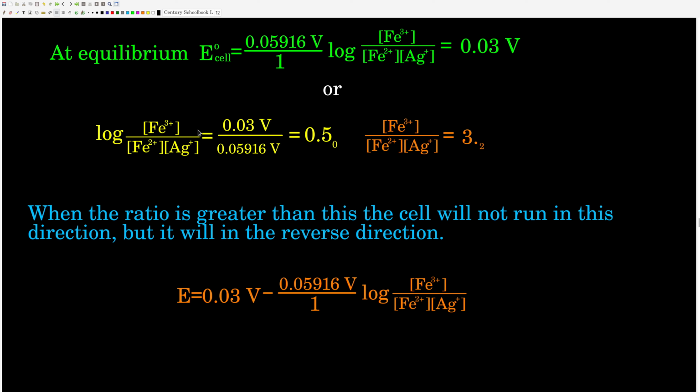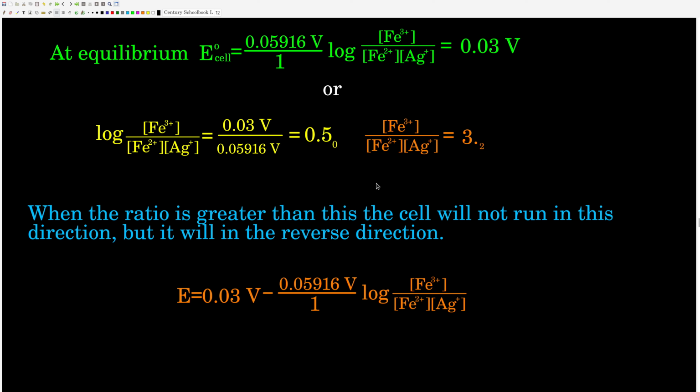Now, at equilibrium, E0 equals 0.05916 volts over n, in this case 1, log of K. But we know E0, it's 0.03 volts. So what we can do, guys, is solve this form of the Nernst equation for K, right? And so this is how it works. We get log K equal to 0.03 divided by 0.05916, and multiplied by 1, but that doesn't do anything. We get about 0.5 for the log term. Take 10 to both sides, and we see that this ratio, which is K, is equal to 3.2 or so.